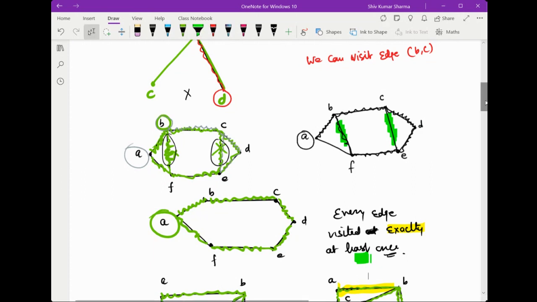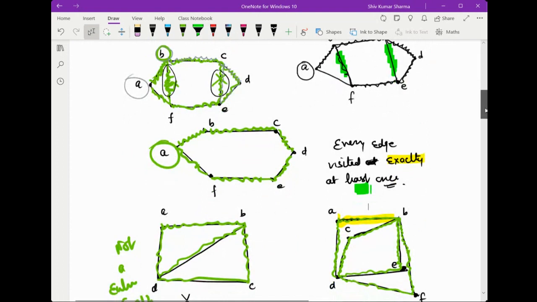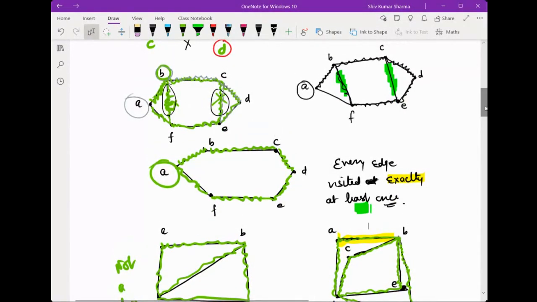Next, this is not an example of an Euler graph. So we write: not an example of an Euler graph, because there are some edges we cannot visit in the graph G. So that is not an Euler graph. Okay, next, we take the next example.